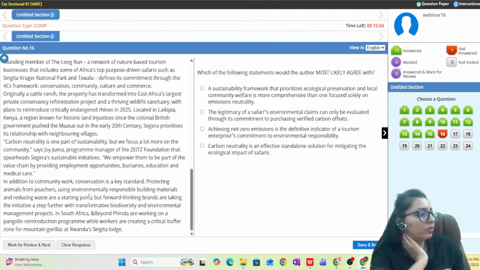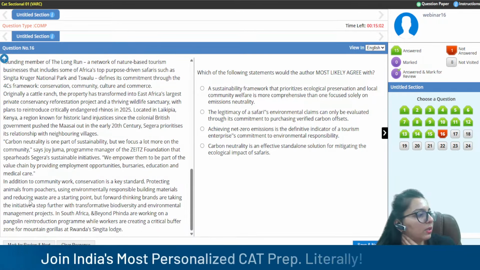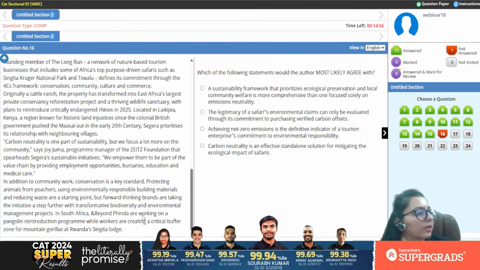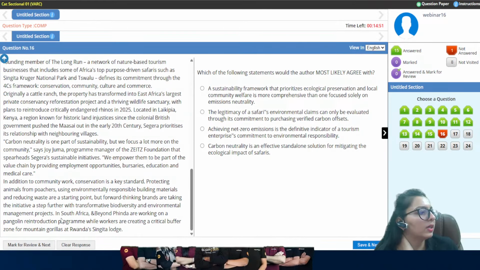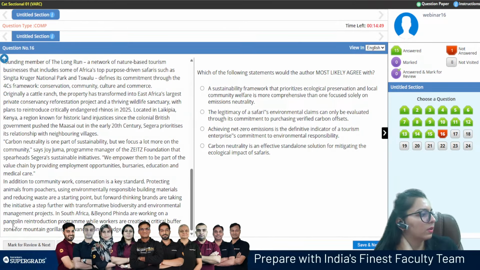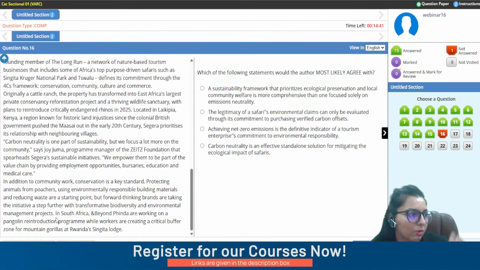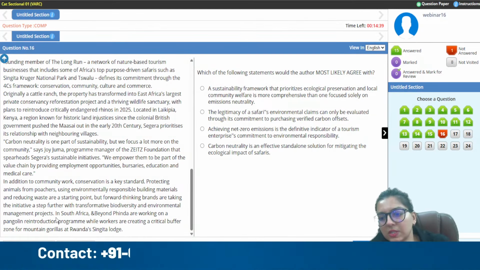Protecting animals from poachers, using environmentally responsible building material, reducing waste at a starting point. But forward-thinking brands are taking the initiative a step further with transformative biodiversity and environmental management projects. In South Africa and beyond, FINDA are working on the pangolin reintroduction program while workers are creating a critical buffer zone for mountain gorillas. Okay, so companies are not as they look out to be, but there are a few who are taking some serious initiatives.